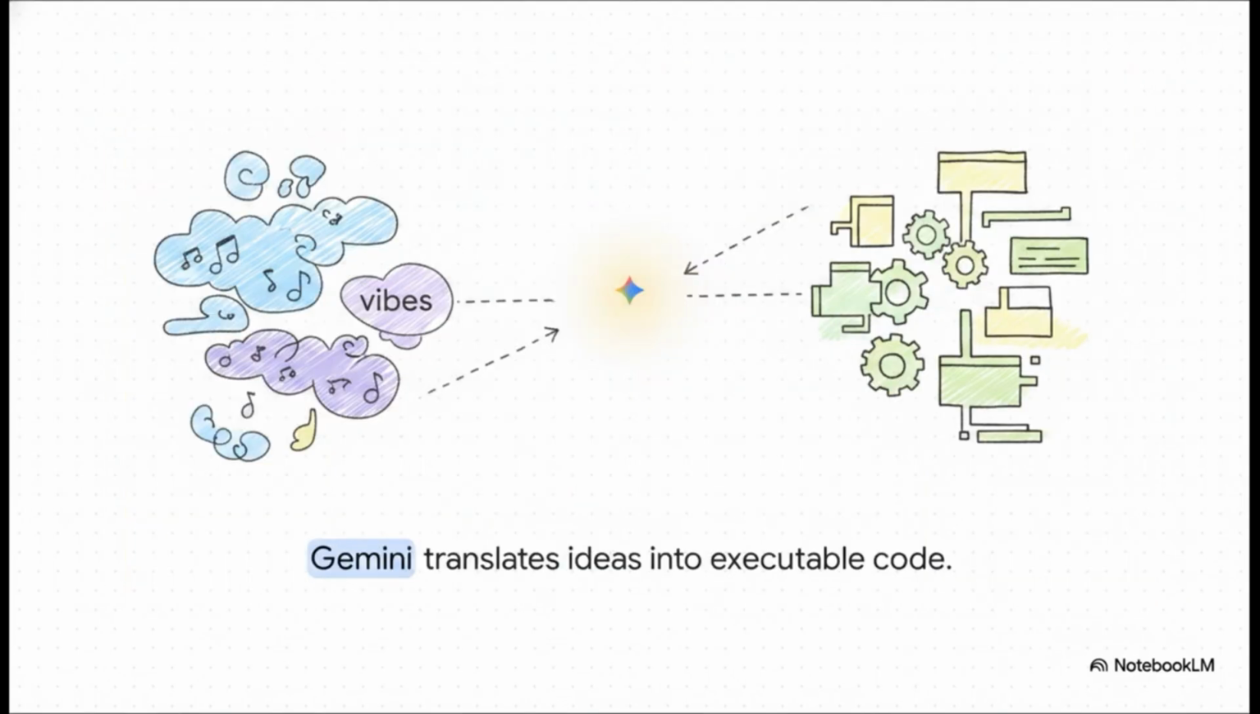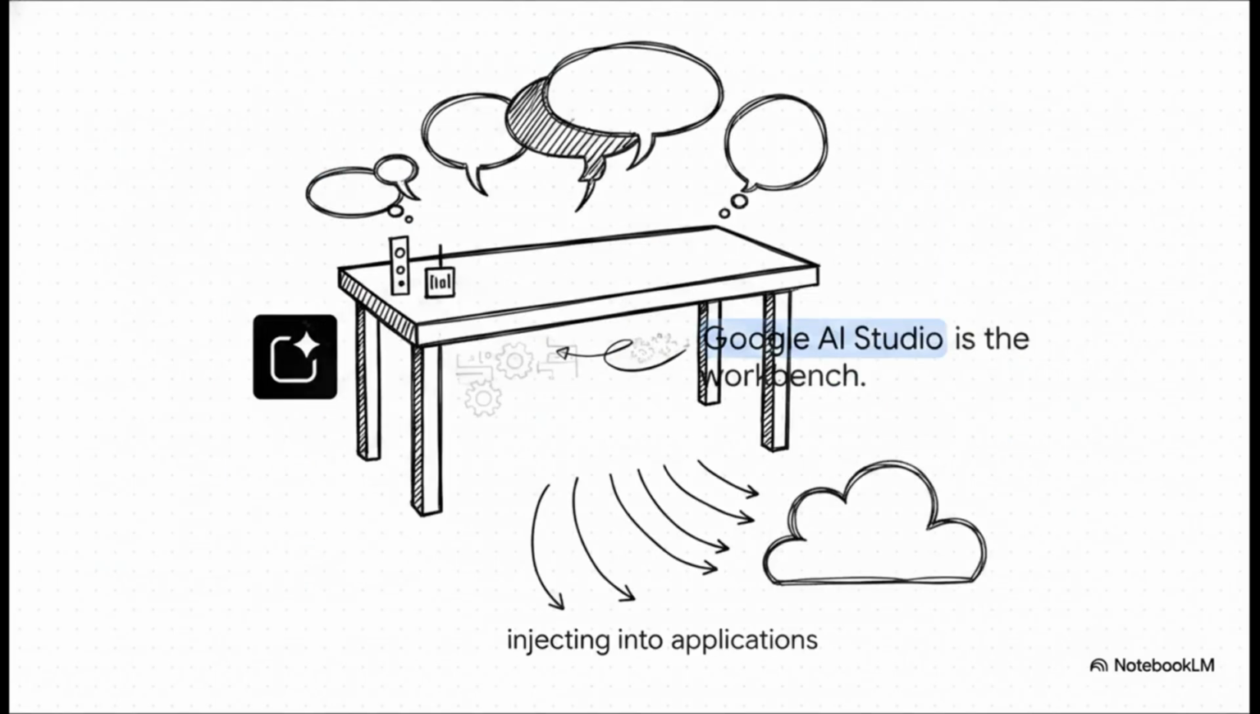The absolute crown jewel of this intelligence layer is Gemini, Google's generative AI model. Gemini acts as a brilliant, tireless pair programmer. It understands the context of your entire project. It knows the documentation for all the cloud infrastructure we just discussed, and it translates your high-level ideas, your vibes, into hard, executable code.